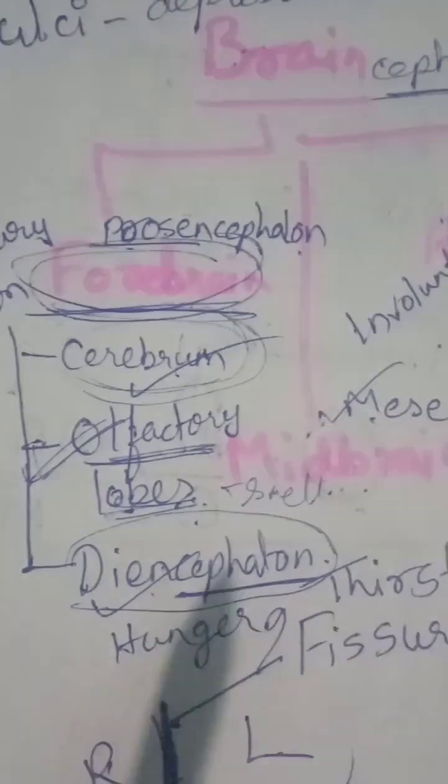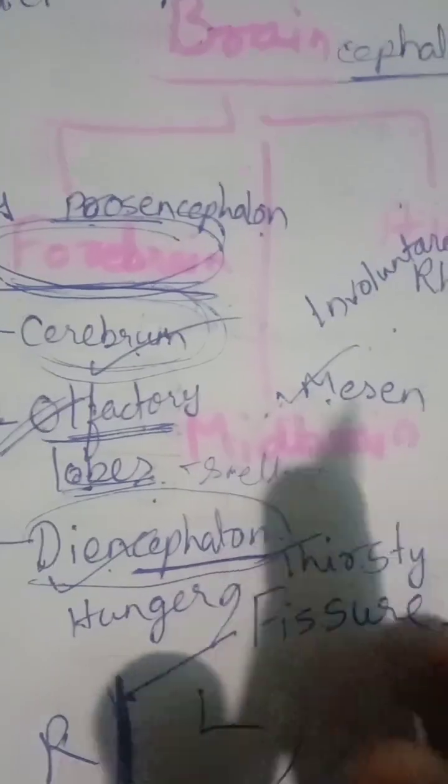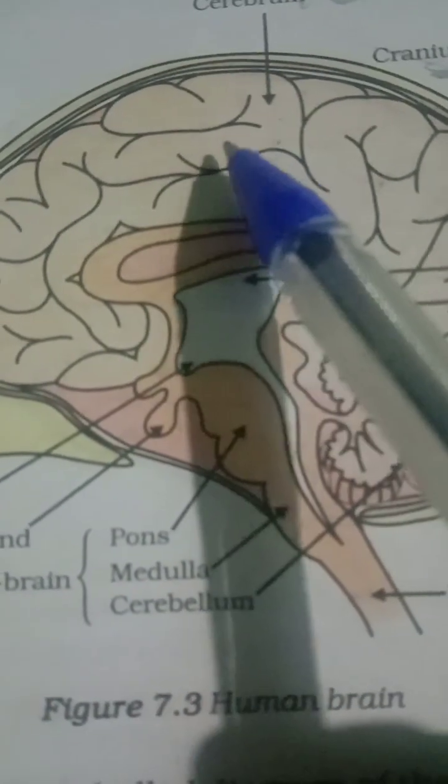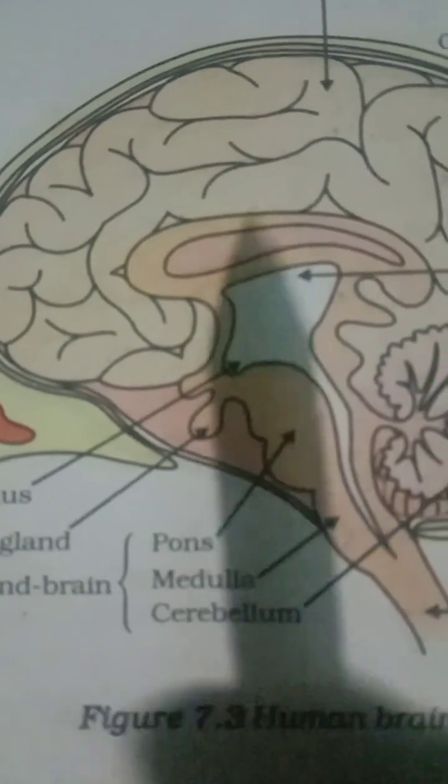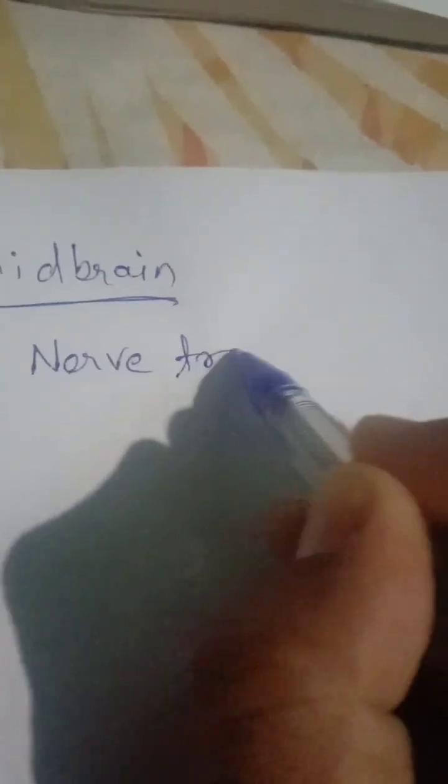Got it? So now comes the midbrain. As I told you, the midbrain is the part in between the forebrain and the hindbrain. It is a connecting link. Now this midbrain has a speciality in its structure. I'll show you in the structure. See, a structural speciality: the midbrain consists of two nerve tracts, two nerve fibers for your understanding, and that is called crura cerebri.